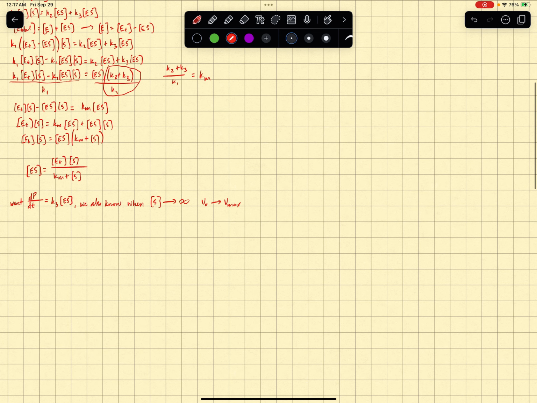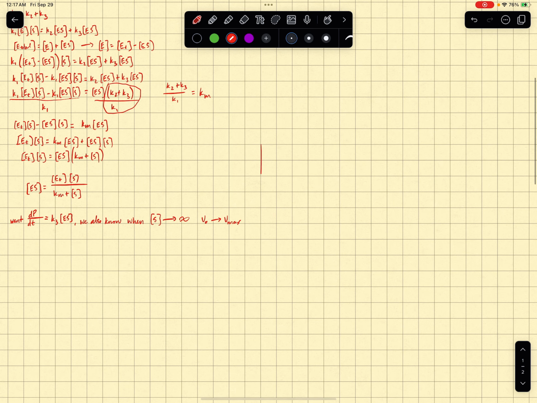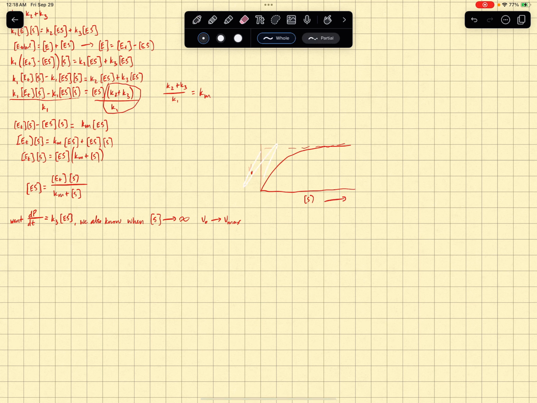And we know that because if we look at a Michaelis-Menten graph, sorry, if I have V naught here and I have my substrate concentration here, if we increase the substrate concentration, this gets closer and closer to our asymptote at Vmax. So that's how we made that assumption. And then we can make one more thing.